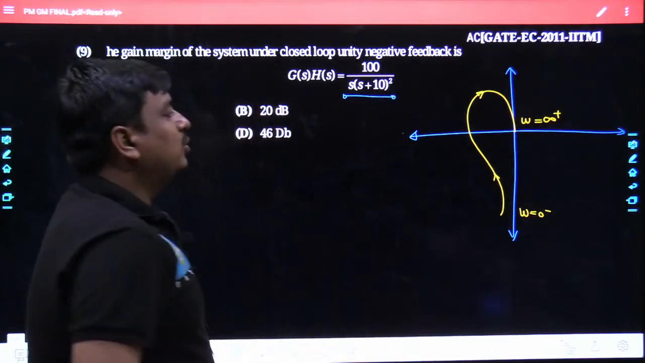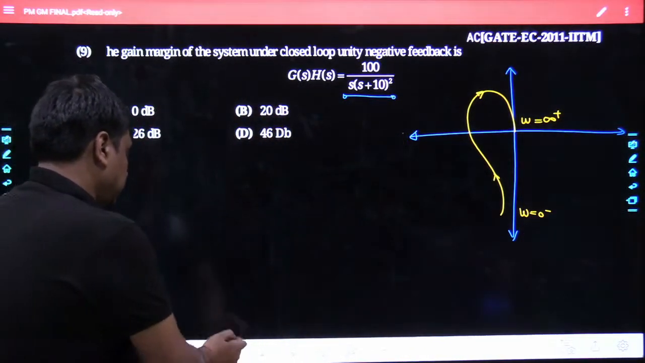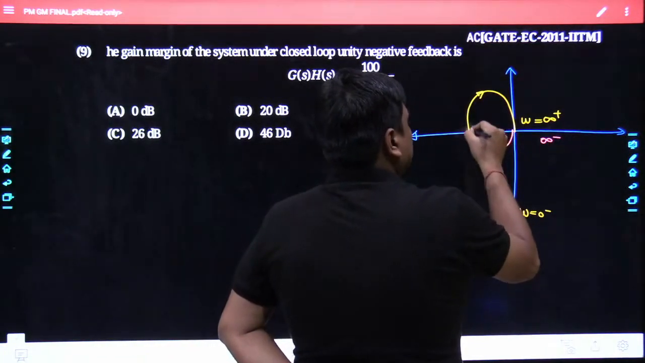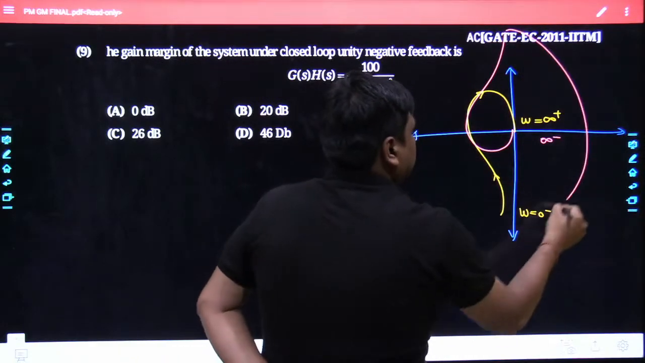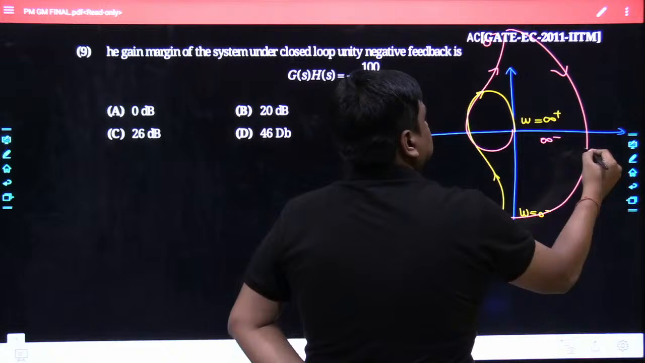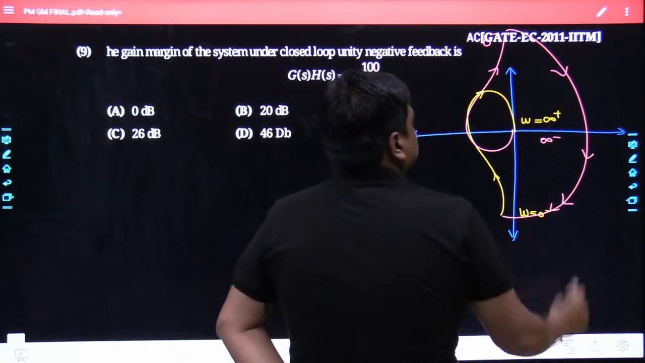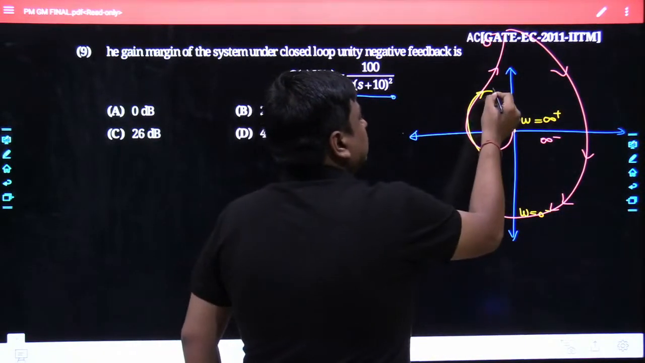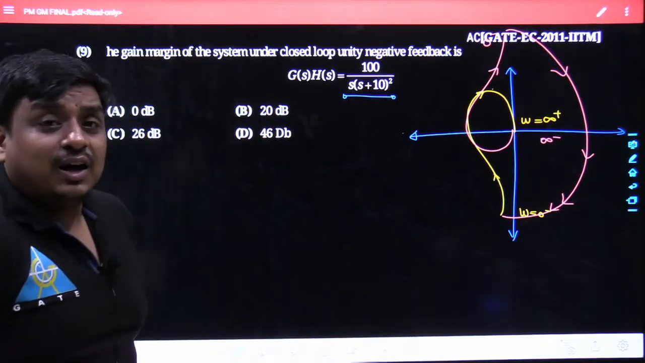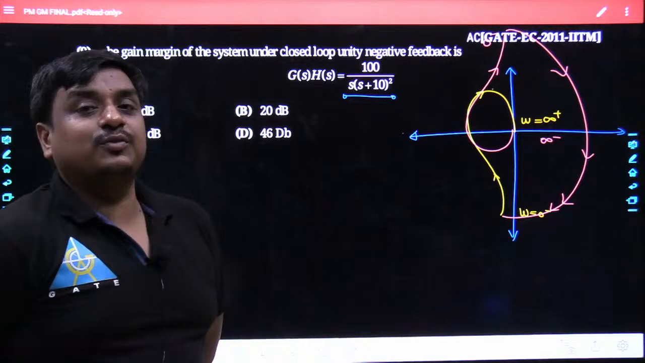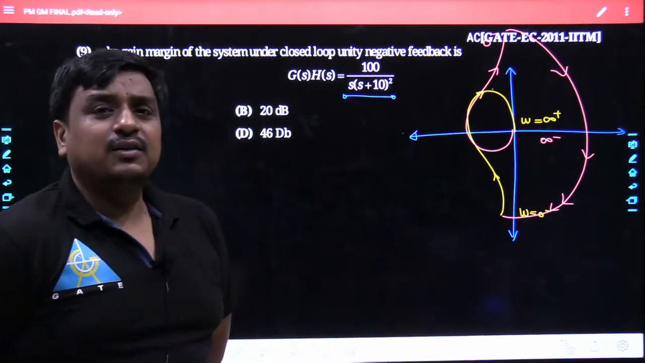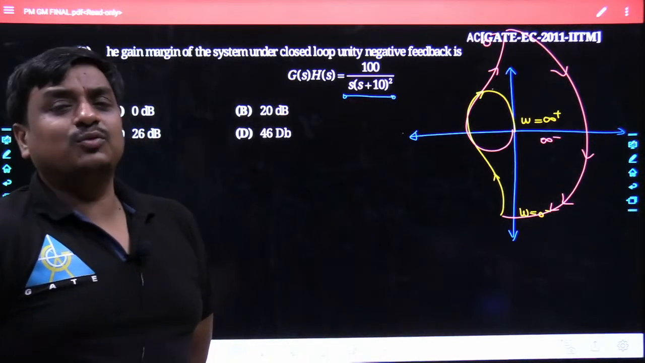Yes. So let me do one thing. Let me draw the complete Nyquist plot. So here would come infinity minus. Even you can mark the direction. Now I would like to ask one thing. The gain margin and phase margin, would it be finite or would it be infinite? Or the gain margin and phase margin partially would be finite and infinite.